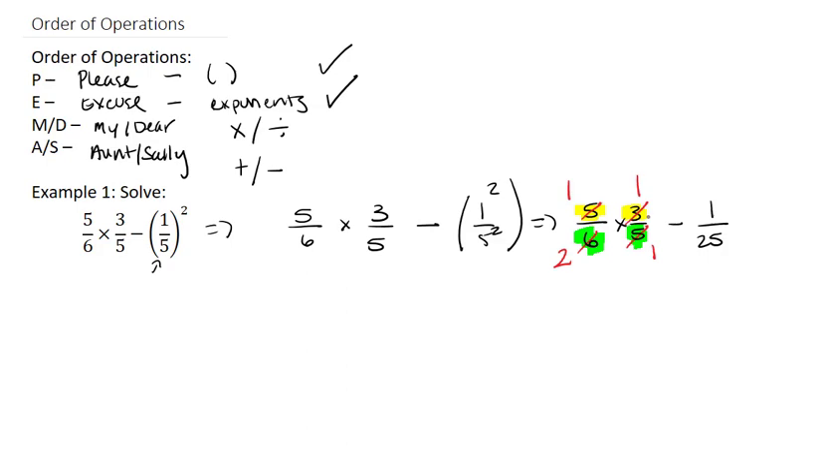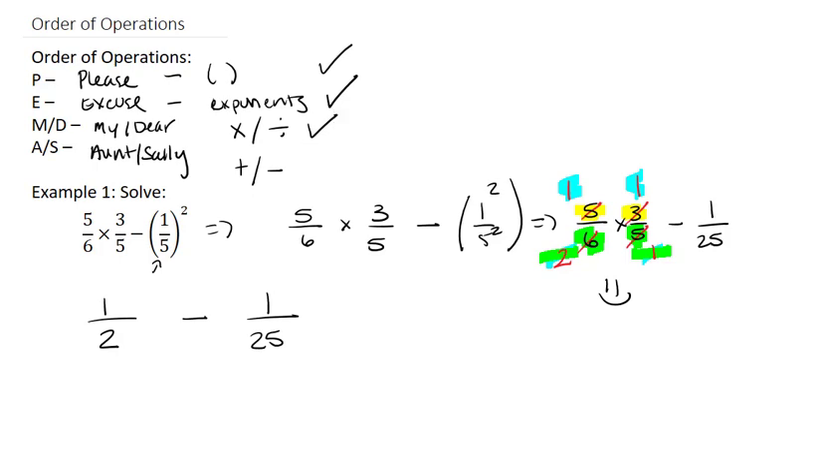So now we've dealt with that. We can go ahead and now multiply. So we have this 1 times 1, which is just 1, and then we have 2 times 1. So we get, we're going to put it all the way back over here. So we have 1 over 2 minus 1 over 25. So our next thing will be, as we've dealt with our multiplication, is to subtract.